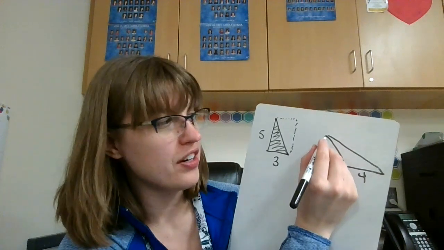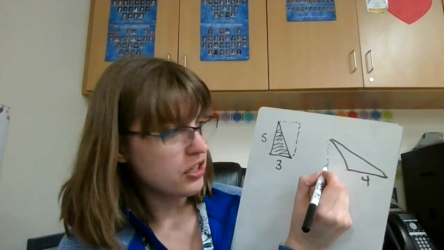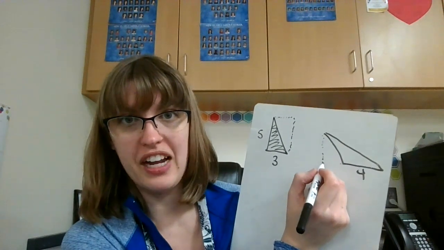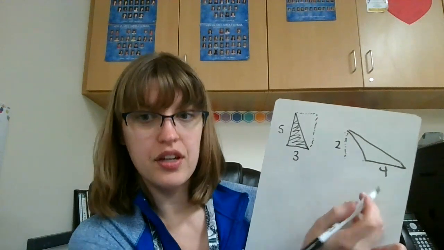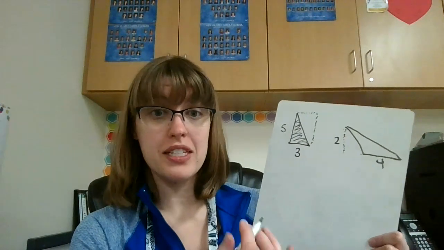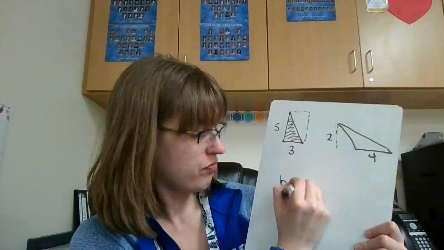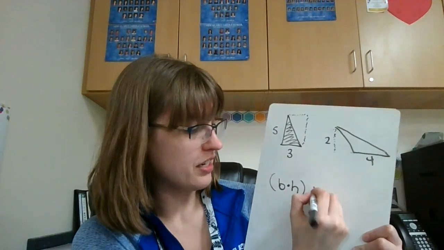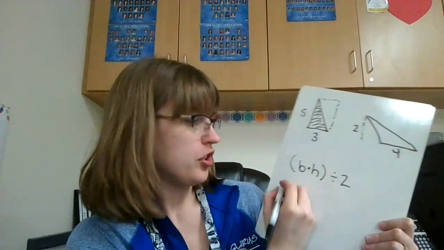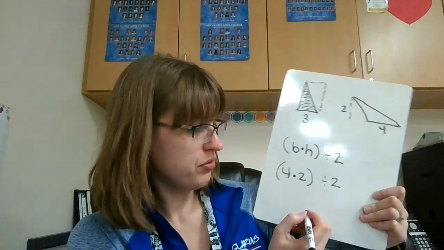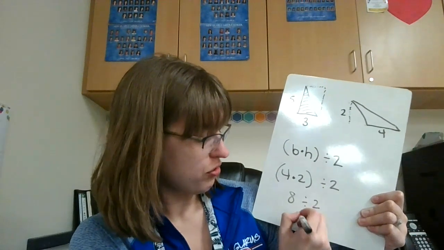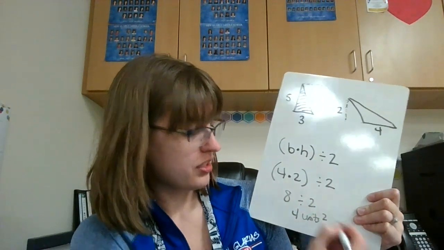That's how tall it is from the very top to the very bottom. It just happens to not be inside the triangle. I don't know, let's pretend it's 2. Why not? So you would be given something like this. Your job is to know that it's base times height and then divided by 2. So it'd be 4 times 2 divided by 2, which is 8 divided by 2, which is 4 units squared.